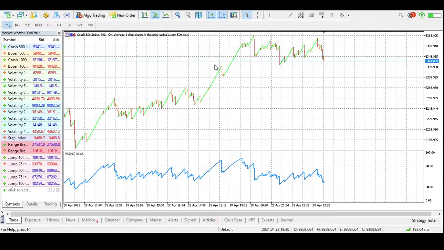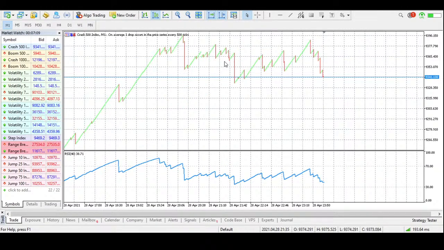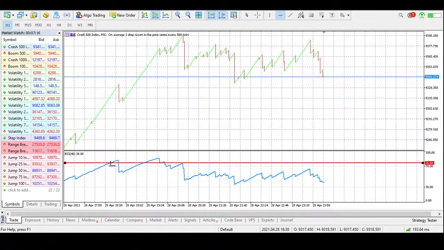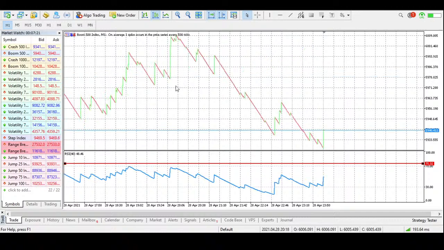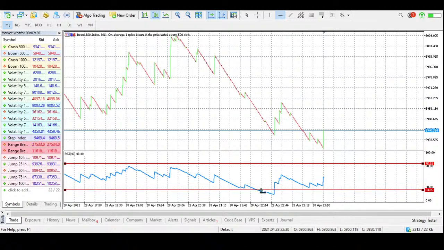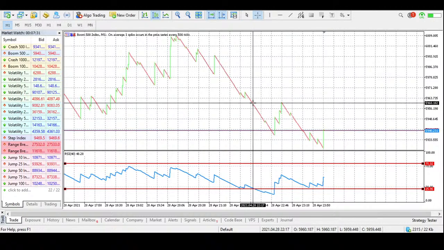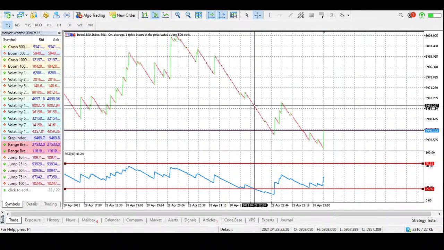I'd like to know. Yeah, so for scalping on M1, now this is crash 500. Usually I go for a sell here, at the 75 level for crash, and if it's boom, I go for it at this point, 25. And at times I'm punished by the market, but eventually I know that with RSI 40 the market is going to retrace and cover me up.